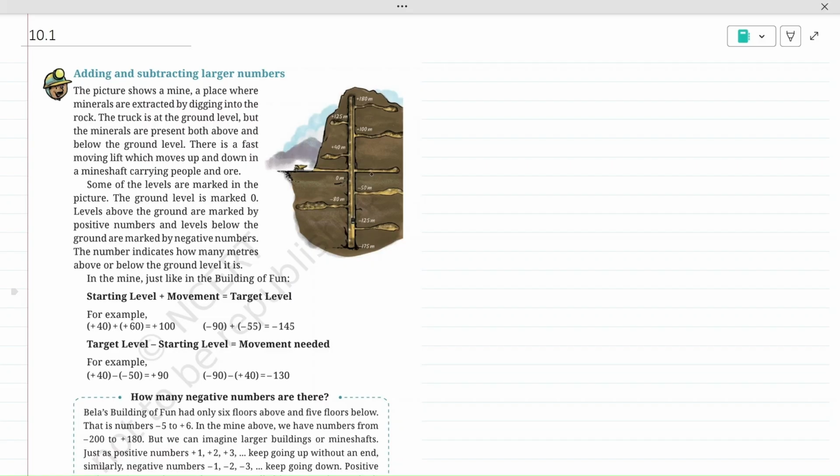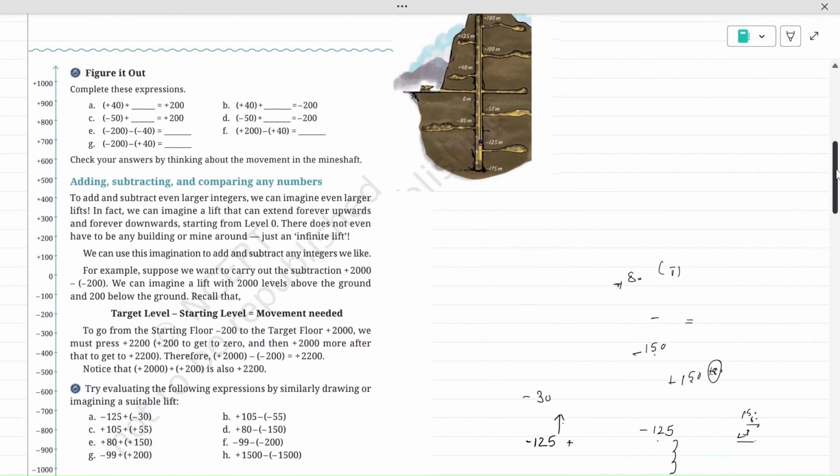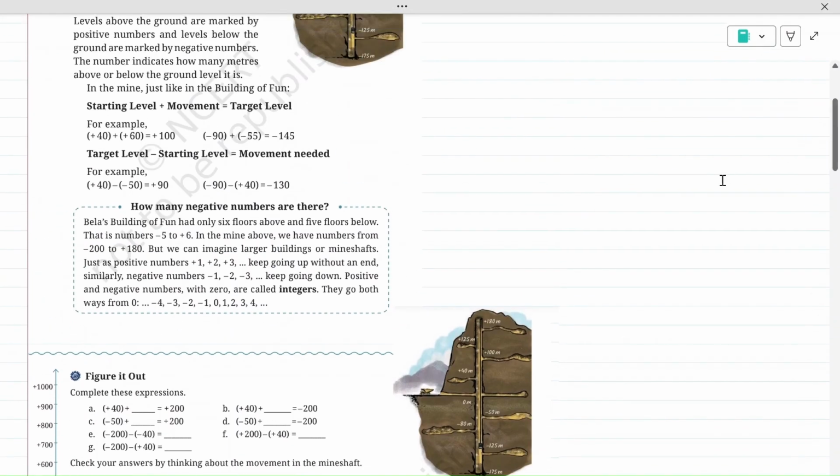Above the ground level, that is above the 0 meters, we have the positive numbers, and below it we have the negative numbers. And the formula which we are going to use is the same here. That is, starting level plus movement will give us the target level. So whatever value is given to us, we can always find the other value. Okay, so let's move straight away to the exercise, the figure it out of this one.